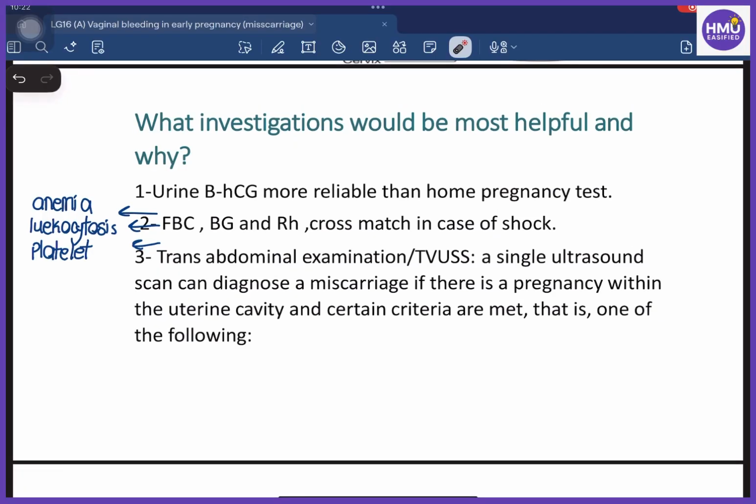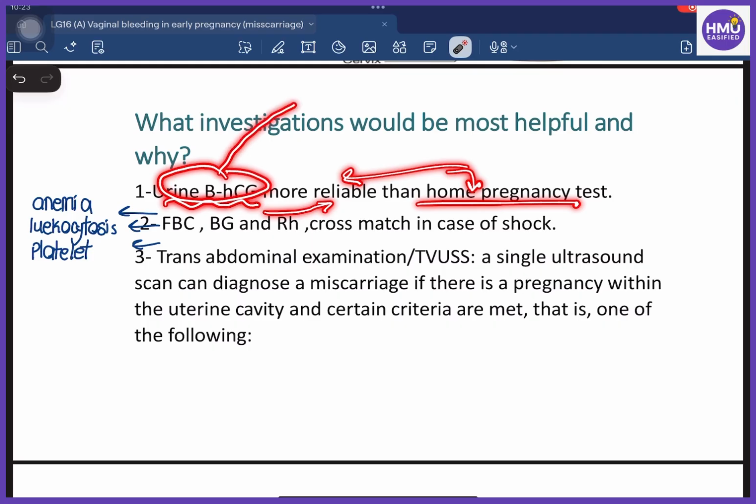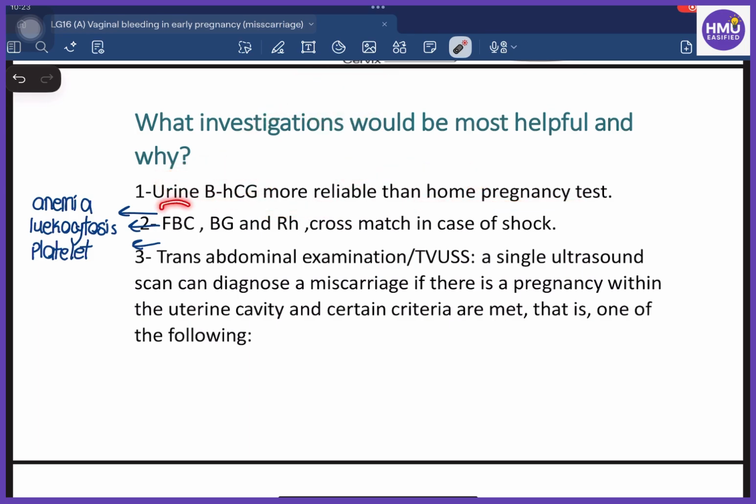What investigation would be most helpful and why? First of all, the urine beta HCG is more reliable than a home pregnancy test. Of course, the laboratory blood test is more superior than the urine, it's the one which is done in the blood. So the most superior is the blood. But the urine beta HCG is more reliable than the home pregnancy test, where they urinate on a stick and then see one line or two lines.